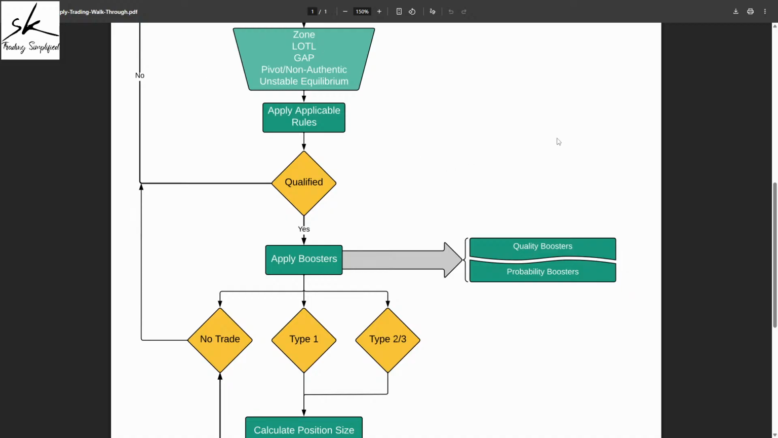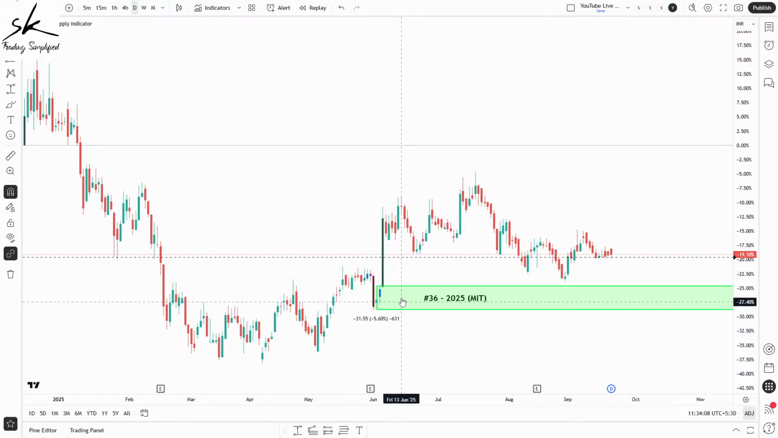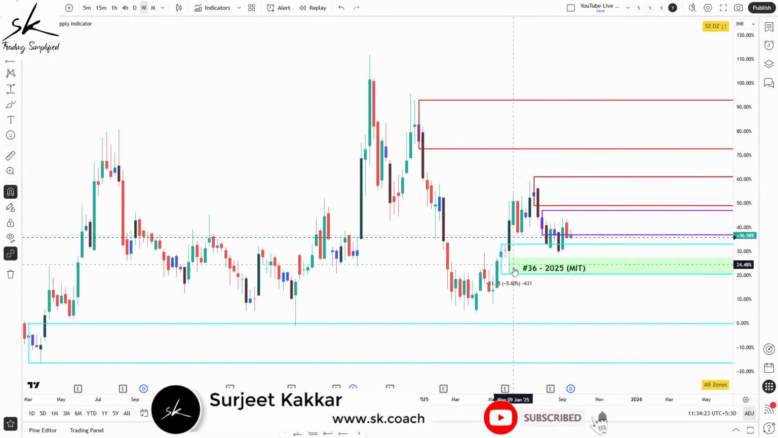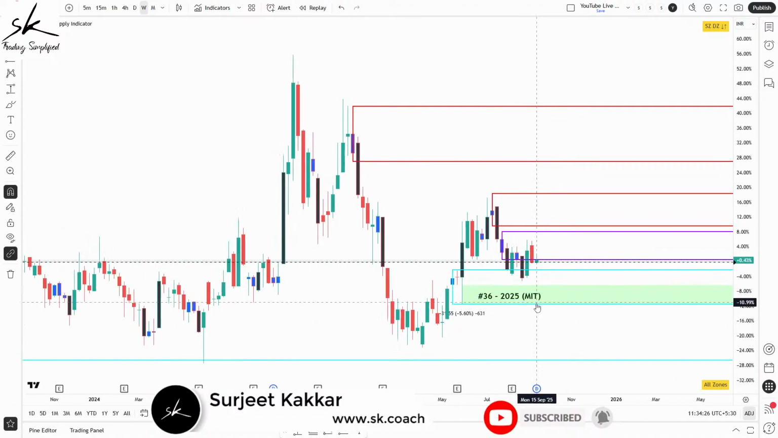So let's verify that the zone we have identified, does it coincide with any intermediate time frame zone? Because only if it coincides, it might be a case of level on top of level, but if it doesn't coincide, it cannot be a case of level on top of level. So in this case, my intermediate time frame is weekly, and you can see wherever my zone is, I also have a weekly zone, right?